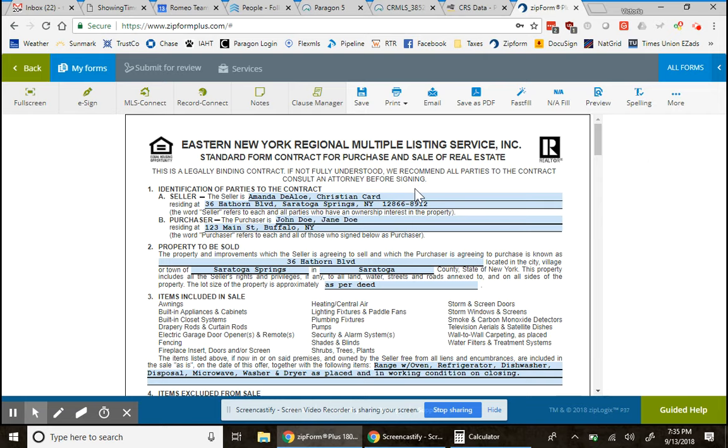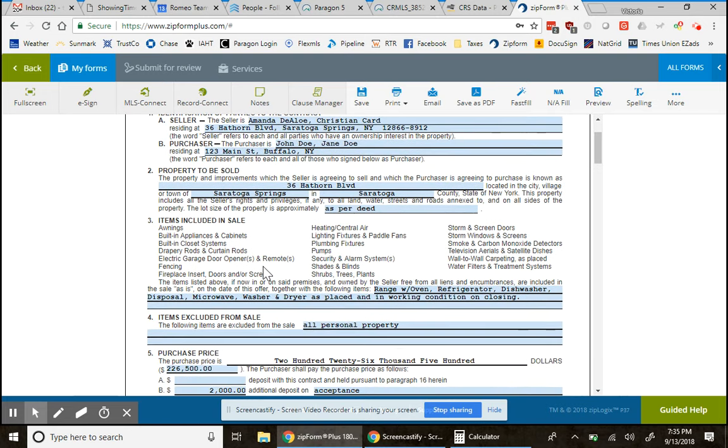Paragraph 1, we're identifying the parties of the contract, so the seller and the purchaser. This is the seller's information. Double check that your names are spelled correctly and your information is correct. Paragraph 2, we're identifying the property to be sold, which is 36 Hathorn Boulevard in the town of Saratoga Springs in Saratoga County. In describing the lot, we're saying it's as per deed. Whatever's on the deed, that's what we expect the seller to hand over. We don't put acreage or lot sizes in there because if somebody is wrong, we don't want to accidentally null and void the contract by having the incorrect information in that blank.